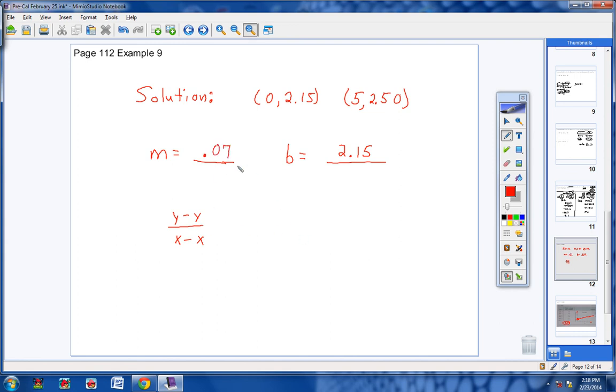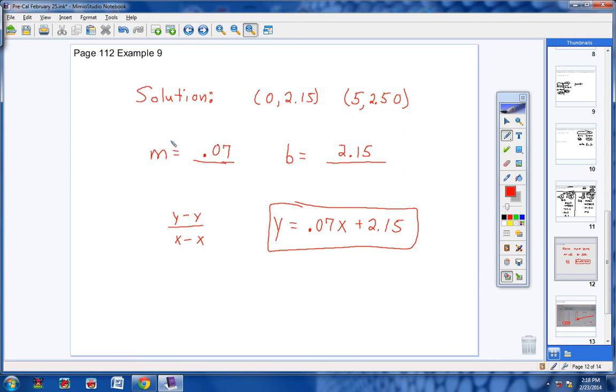Okay? So now that you know the slope and now that you know the y-intercept, we can go ahead and write a linear equation. That gives us a linear model of the number of trucks that have been sold. Okay? So there we go. We have a linear model. And that's what they said to do.